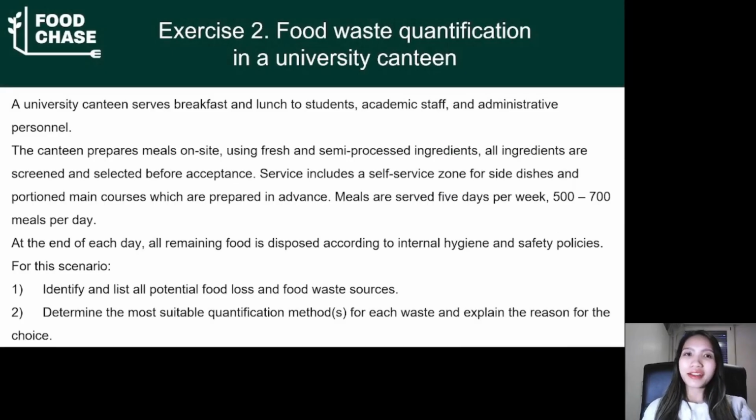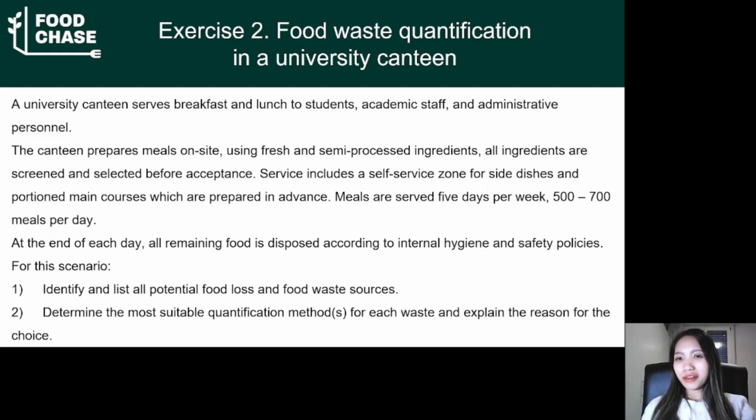We have the second exercise, which is about food waste quantification in a university canteen. In this scenario, a university canteen serves breakfast and lunch to students, academic staff, and administrative personnel. The canteen prepares meal on site using fresh and semi-processed ingredients. All ingredients are screened and selected before acceptance. So, this implies that all the materials that come to the canteen have good quality.